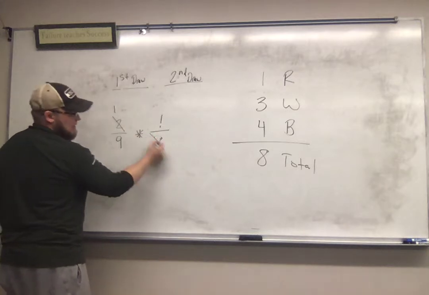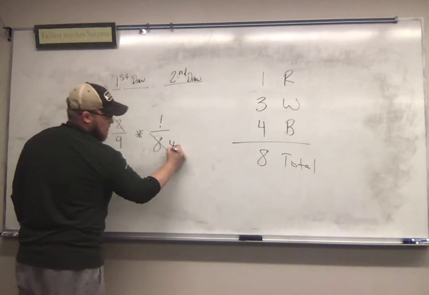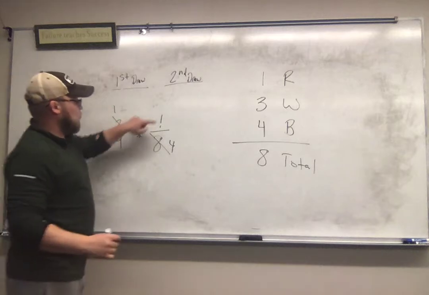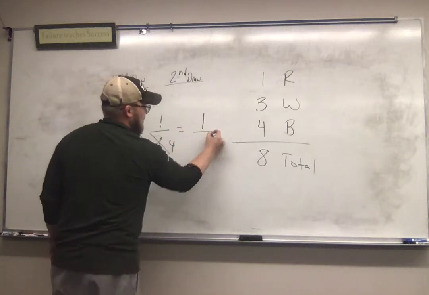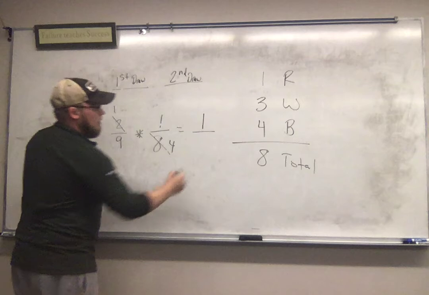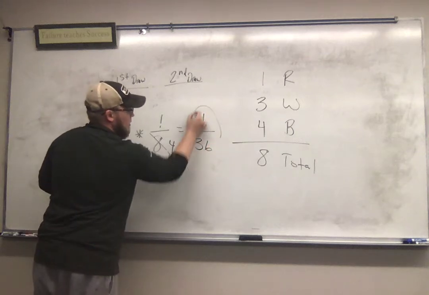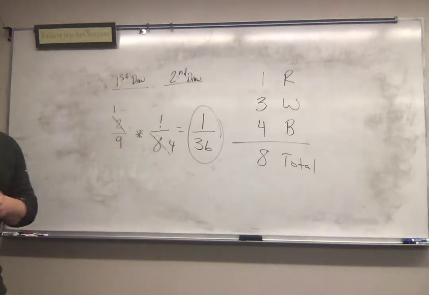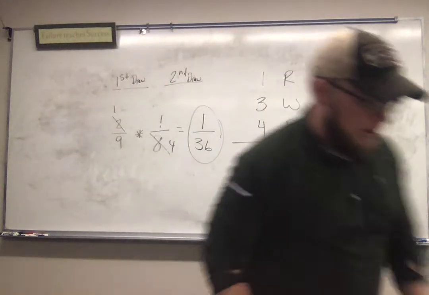How many times does 2 go into 8? 4. 1 times 1 is 1. And 9 times 4 is 36. Okay, so I'll get out of the way so you can read all the work.